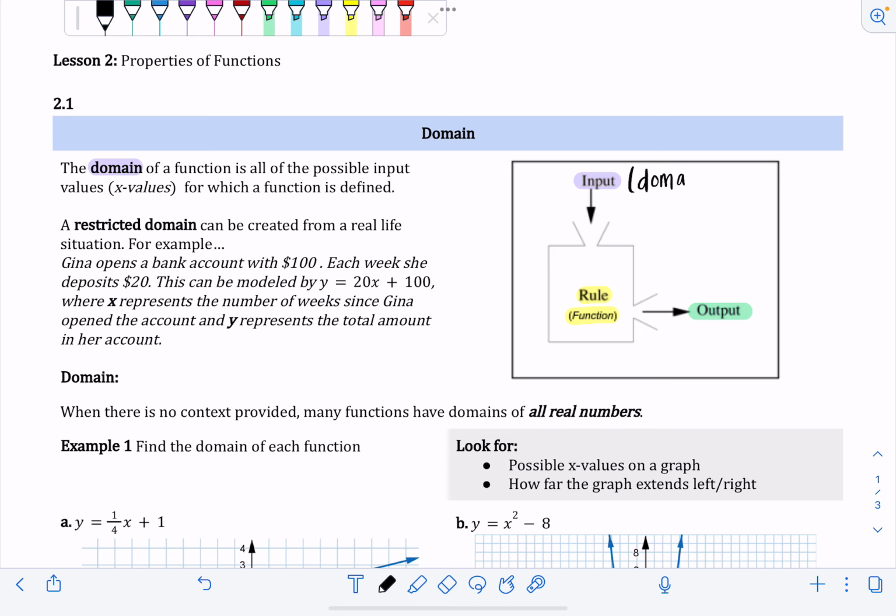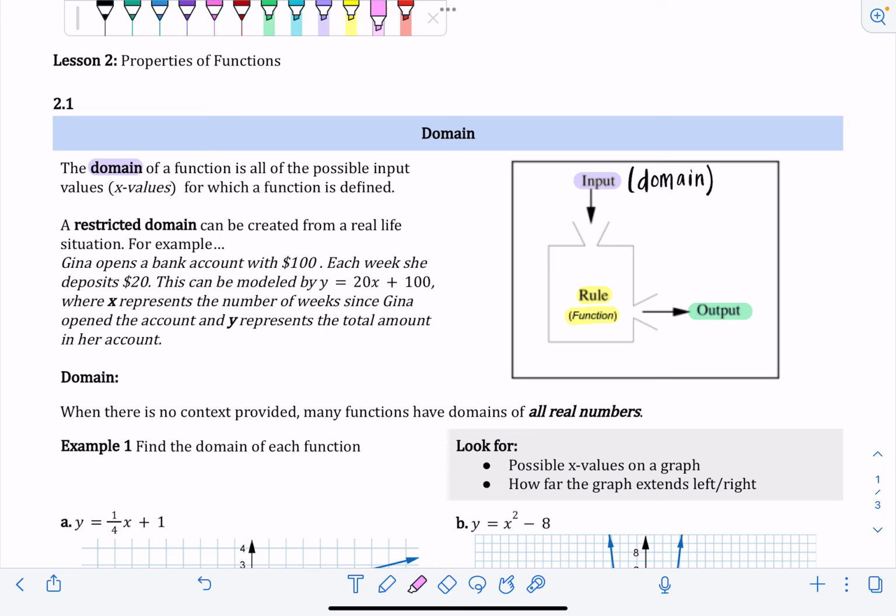The domain is a way of describing the set of all possible input values that we can put into the function, or basically put into the machine without breaking it. Like how this says for which a function is defined. Some functions are only defined in certain areas, so we can only put certain values in. Those values that we can put in would be the domain.